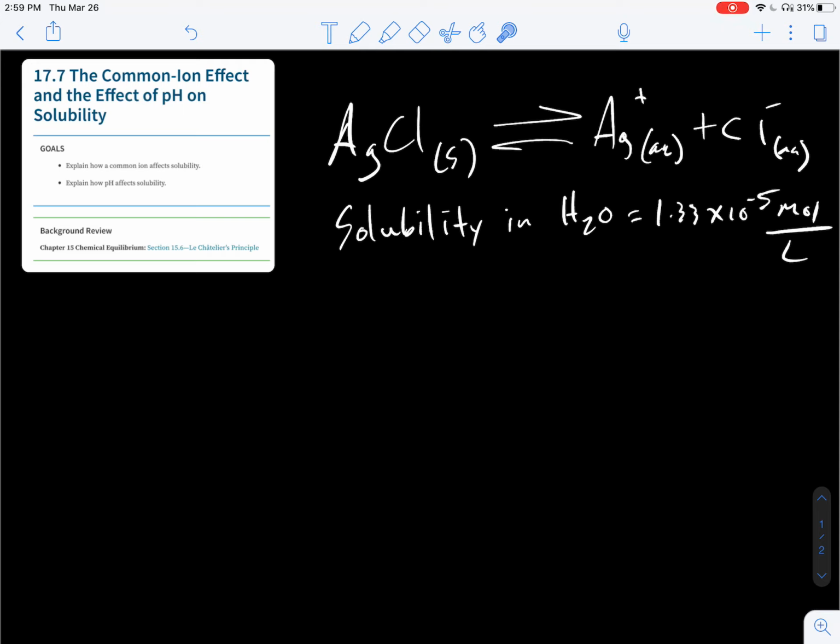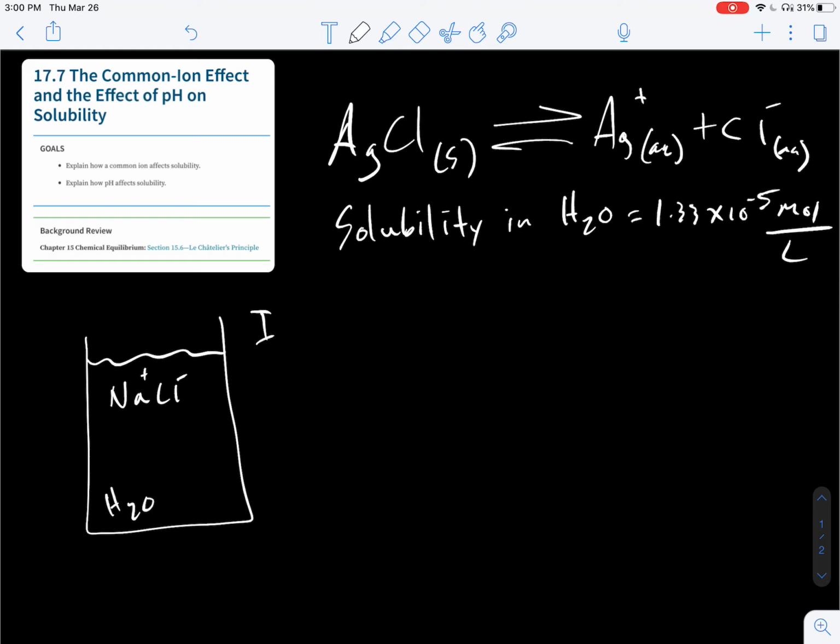So the goals of this section are to explain how the common ion affects solubility, as in, if I have a solution of chloride ions, will that affect the solubility of silver chloride? And also we're going to talk about how pH might affect solubility of compounds. So if we look at this compound and think, what if I have a solution over here of sodium chloride? So I have a salt solution. So what's in here? Well, there's Na plus and Cl minus in this solution of H2O.